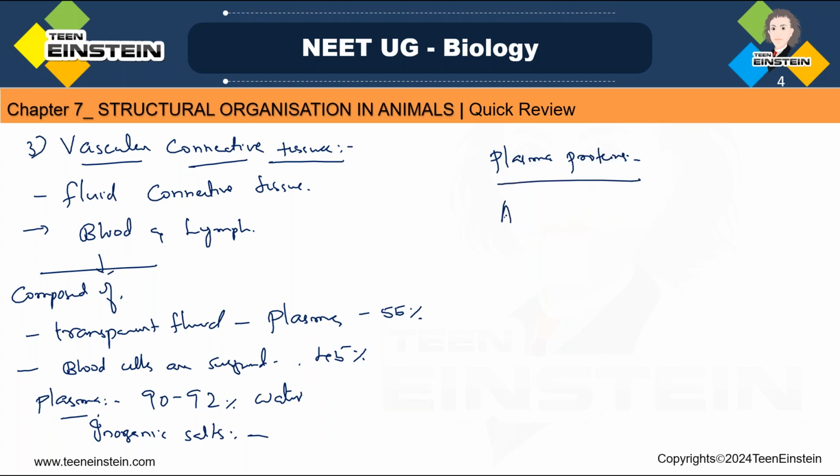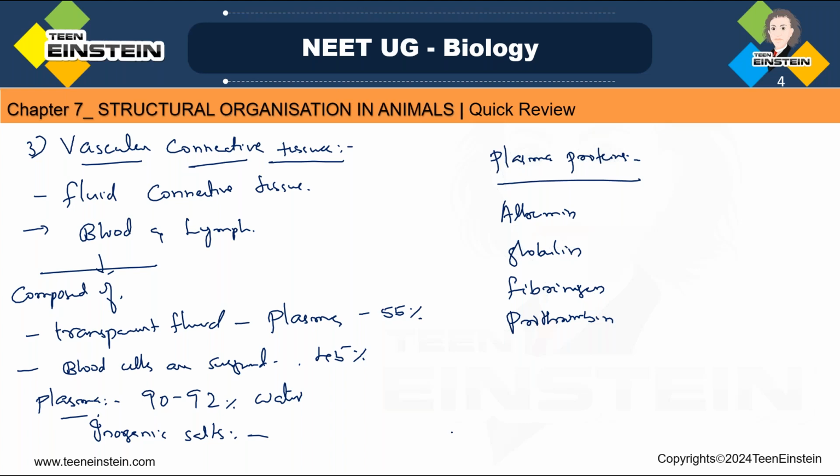Which are the plasma proteins? Albumin, globulin, fibrinogen, and prothrombin. Okay, all these are present in plasma. These are plasma proteins. Okay, then nutrients, then organic waste material, regulatory substances. Regulatory substances in the sense hormones and enzymes will be there. Then gases will be there, like oxygen, carbon dioxide, nitrogen, all these are present in plasma.